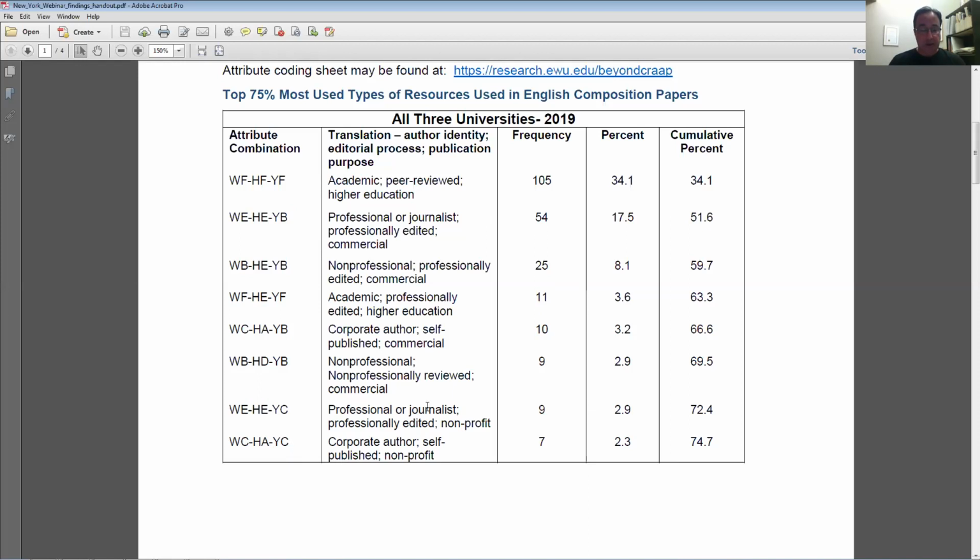Of course, I think what is most desirable that we want to look at are these first two attribute combinations. So this first type, these are resources that have been written by an academic professional, that have undergone peer review and are published for the purposes of higher education.